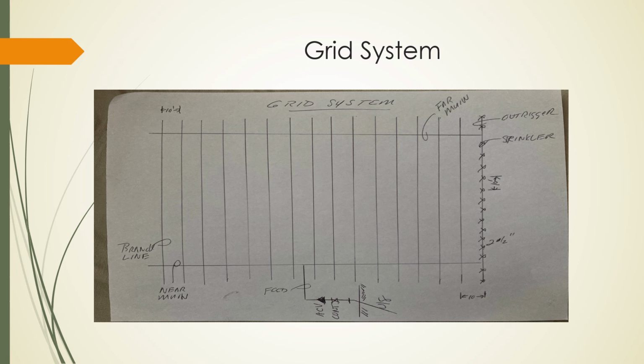In this case, we have 16 branch lines, and those lines run vertical. You can see from near main to far main. And in this particular case, the spacing is 10 feet by 10 feet. The branch lines are 2.5 inches.